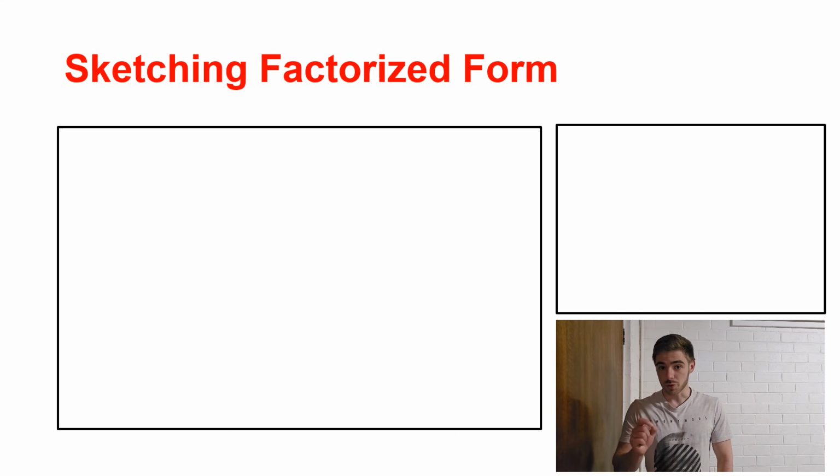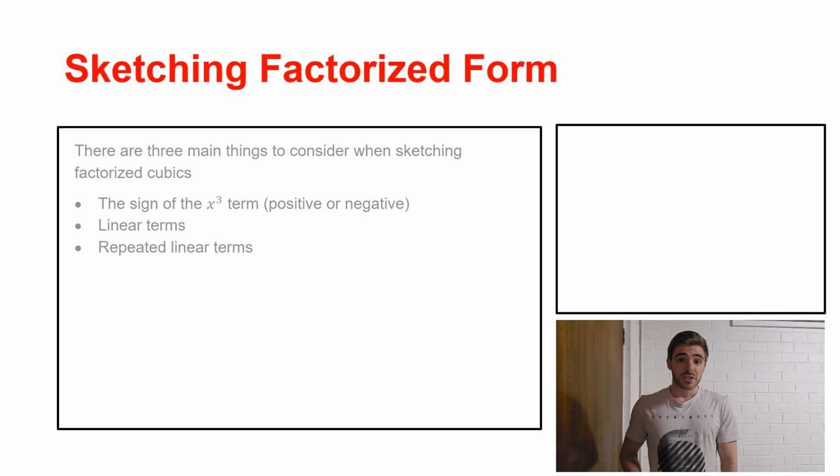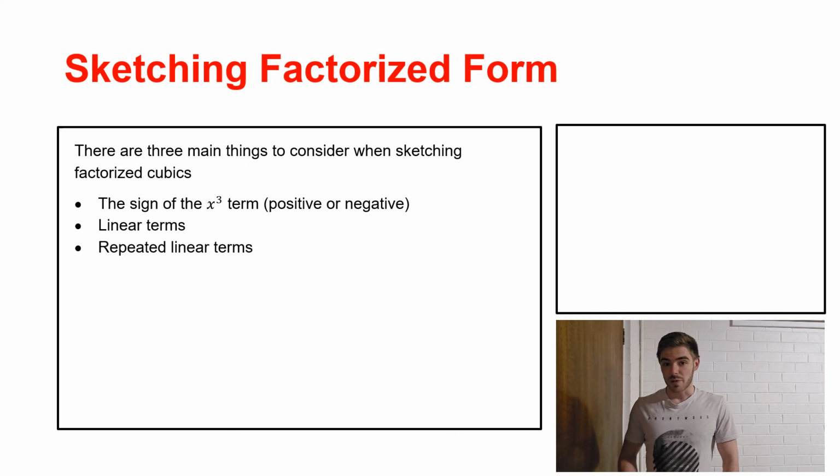Not all cubics actually have inflection points. Some of them have 2 turning points instead. These kinds of cubics are those that can be factorized. There are 3 main things to consider when it comes to sketching these types of cubics.